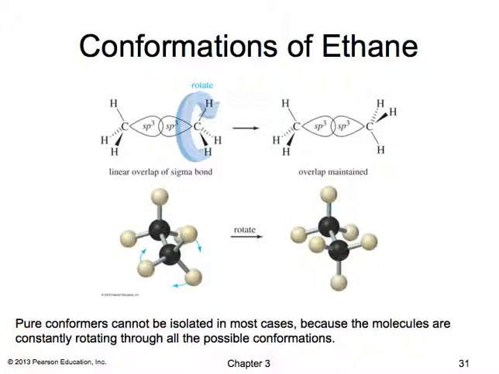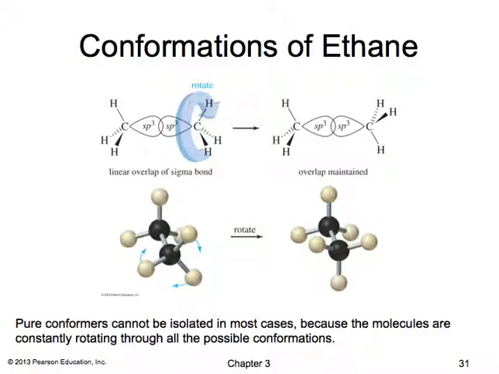So if we look at conformations of ethane, here's the sp3 hybrid being shown and the overlap of the sigma bond, and you can see that this can rotate. Depending on the rotation, you can see that these hydrogens are lying right on top of one another, but then you can rotate this so that it becomes staggered, so that they're not on top of one another.